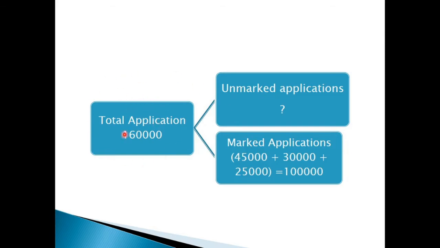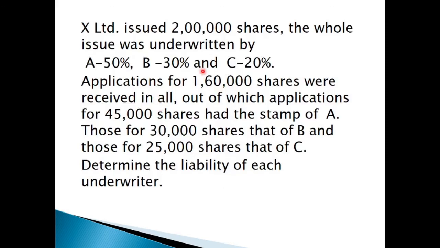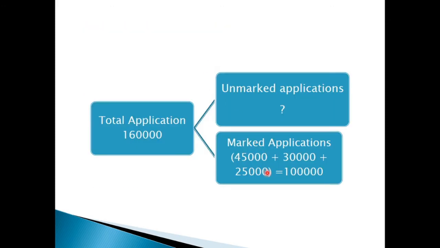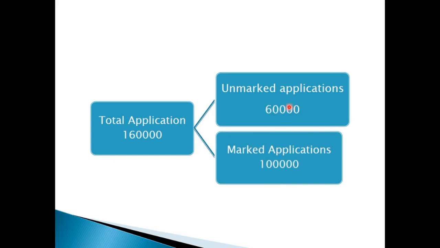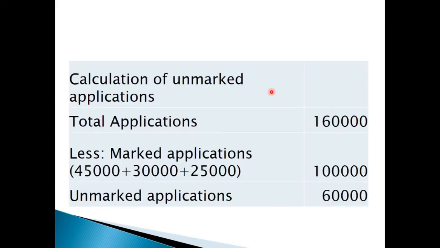Total applications consist of 2 different kinds of applications, unmarked and marked. If you have information about marked, you can easily calculate unmarked. The total applications given in the problem is 1,60,000. And we have the marked applications, which is also very important information. Add them, and you get 1 lakh. So how do we calculate unmarked? Total applications minus the marked applications will give you unmarked applications. That is what I have done here.